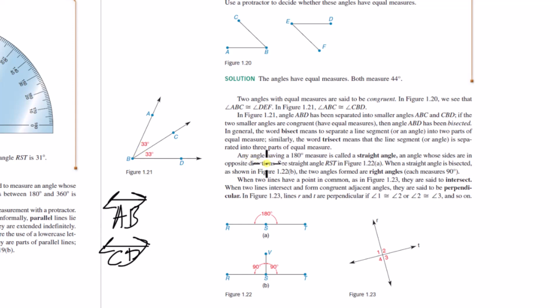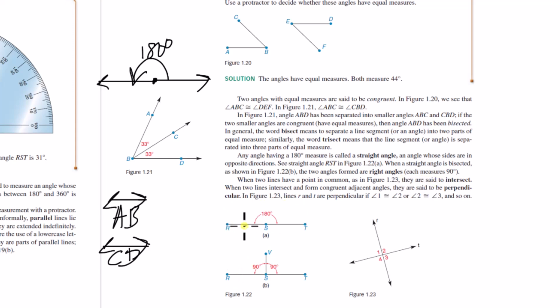All right, any angle having a 180-degree measure is called a straight angle, an angle whose sides are in opposite directions. You have a side going one way, there's the vertex, and then a side going the opposite direction. That's the other side. That's a straight angle. It has measure 180 degrees. When a straight angle is bisected, as shown in the figure, the 2 angles formed are right angles. Right angles means the angle measures 90 degrees.